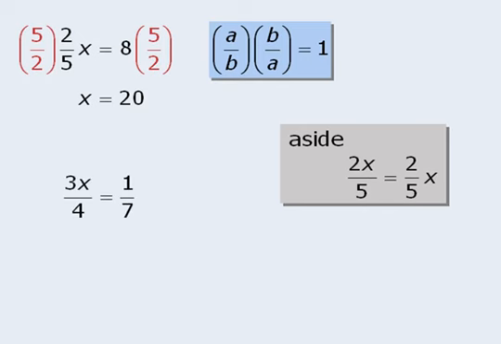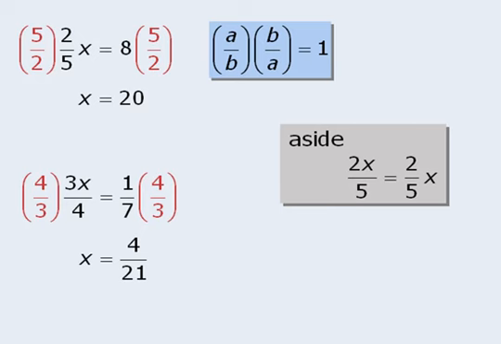Okay, let's try another one. Here the coefficient of x is 3/4, so we'll multiply both sides of the equation by the reciprocal, 4/3. Now on the left-hand side, the fractions cancel out, leaving us with x. And on the right-hand side, 1/7 times 4/3 is equal to 4 over 21. So the solution here is x equals 4 over 21.